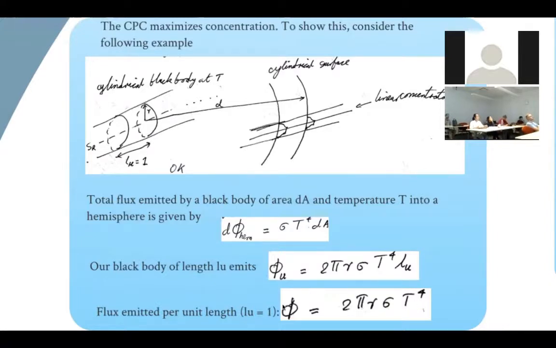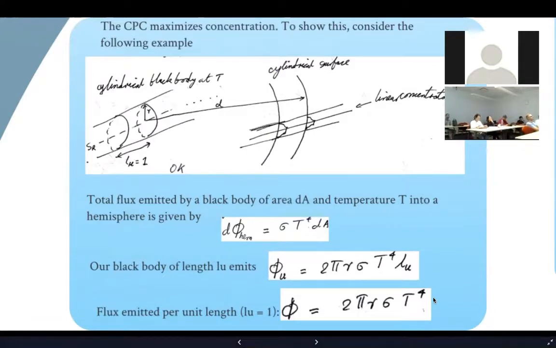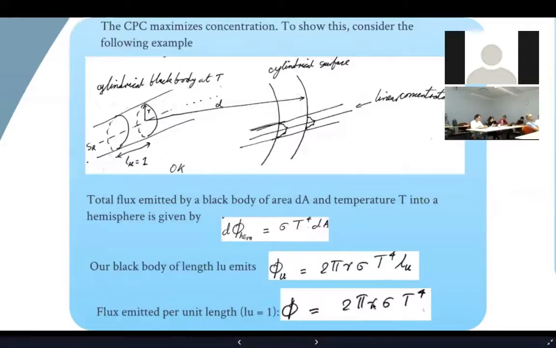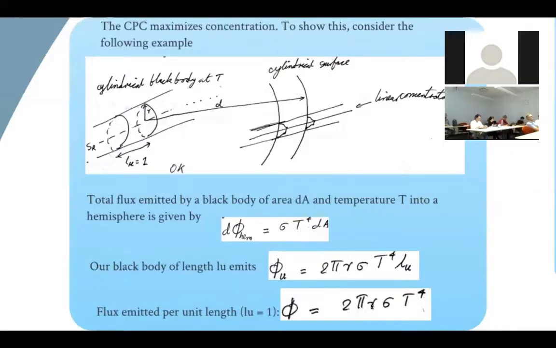Okay. So far so good, because it's simple. So we have a cylindrical black body of radius r, and it's emitting flux given by sigma T raised to 4 multiplied by the surface area of that cylinder, 2 pi r, because it's unit length. Now this radiation is being intercepted over here by a one-dimensional CPC, or two-dimensional CPC, sorry.